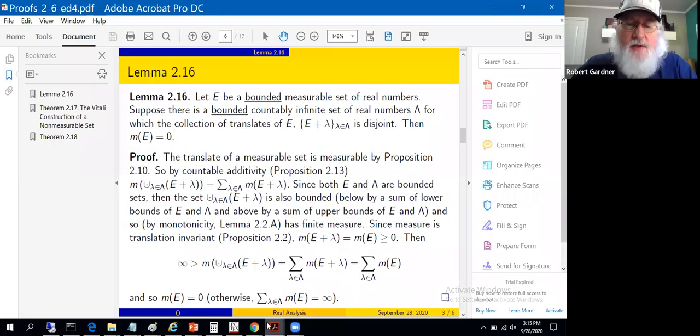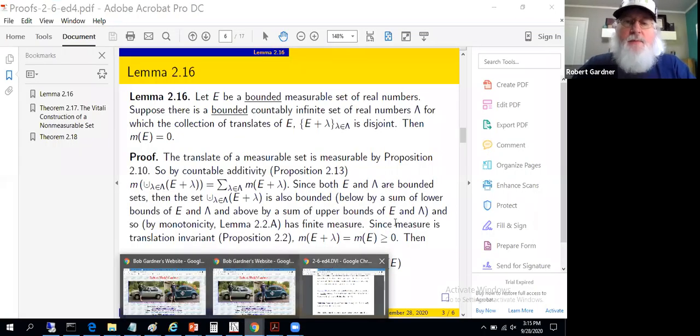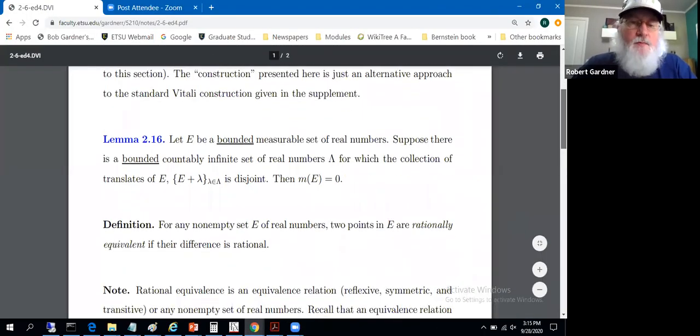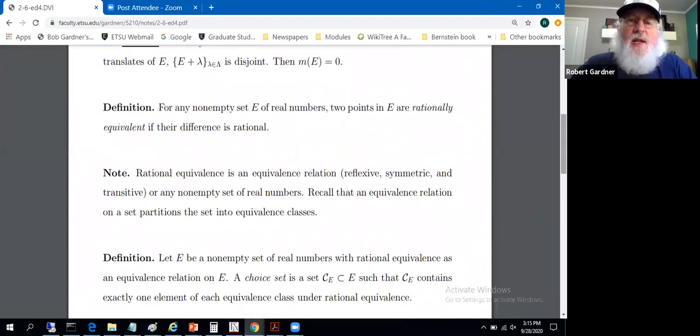Okay, back to the notes for a little bit more commentary, also overlapping with the third edition. For any non-empty set E of real numbers, we'll define an equivalence relation. Two points in E are said to be rationally equivalent if their difference is rational. Two real numbers differing by a rational are rationally equivalent. This is, in fact, an equivalence relation. Easy to see that it's reflexive, symmetric, and transitive.